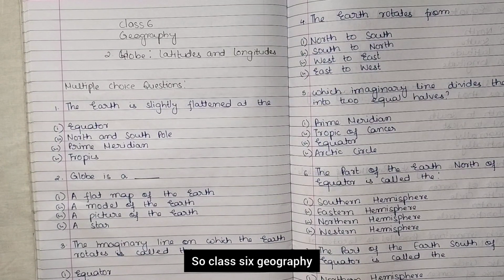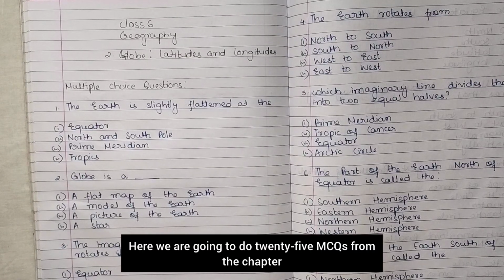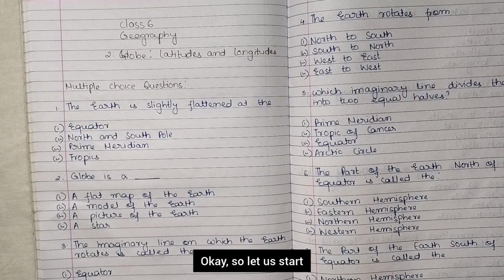So class 6 geography, that is chapter number 2, Globe, Latitude and Longitude. Here we are going to do 25 MCQs from the chapter. Okay, so let us start.